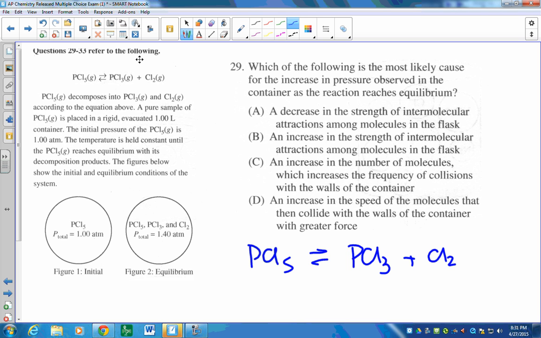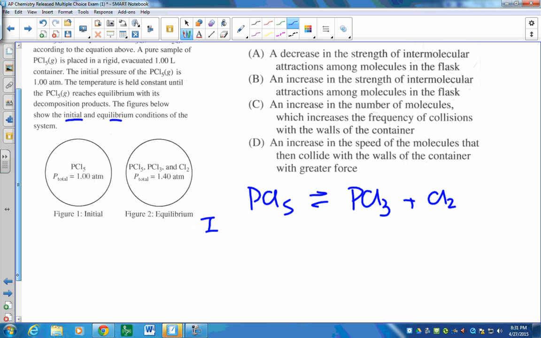A pure sample of PCl5 is placed in a rigid evacuated 1 liter container. The initial pressure is 1 atmosphere. The temperature is held constant until PCl5 reaches equilibrium with its decomposition products. The figures below show the initial and equilibrium conditions. So basically, I'm going to toggle down a little bit.